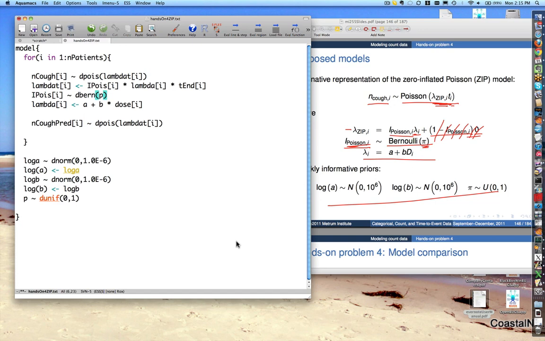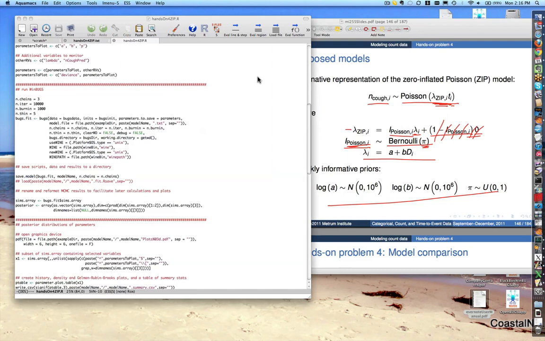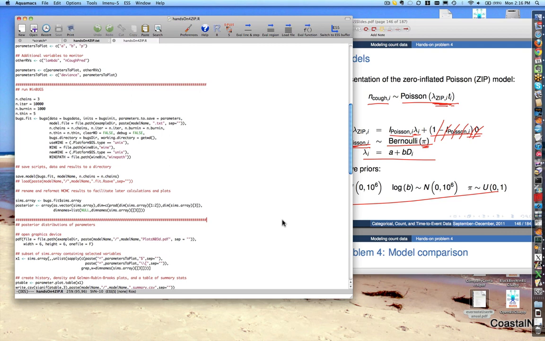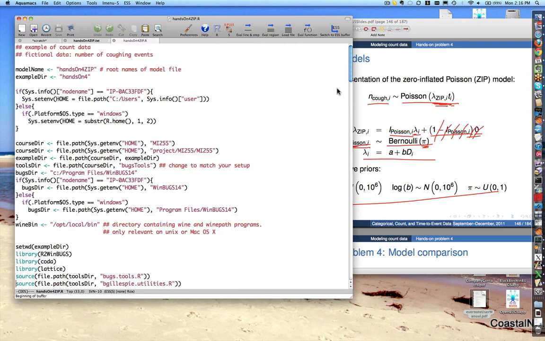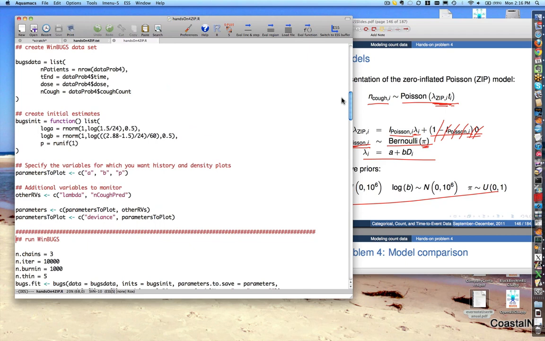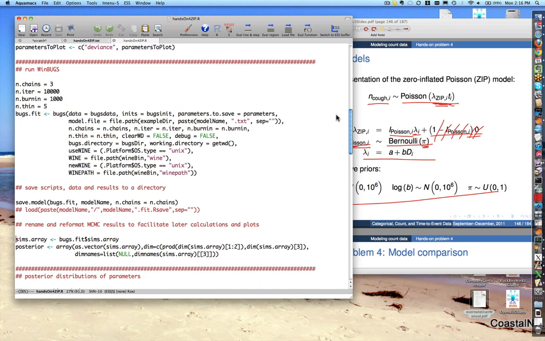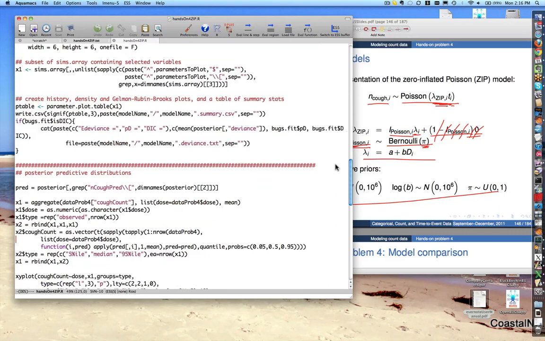So the zip is actually pretty easy to write in here. Let's go ahead and pull up the R script. That's this guy here, Hands on zip 4. Let's see if anything was unique about this. Not too much. It gets the usual names up there. It's actually almost identical in form to the ones we used for the other count model. So there's nothing unique to show you in that. Let's just show you the results.